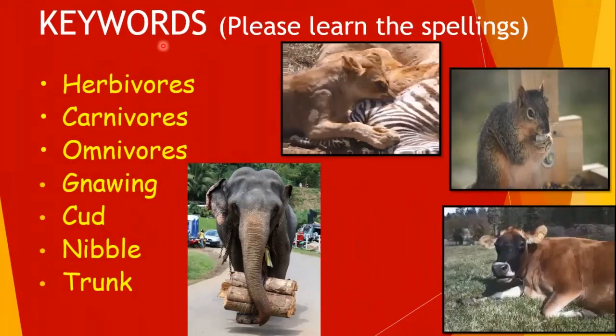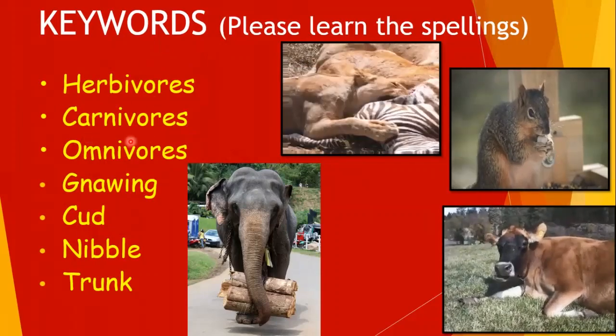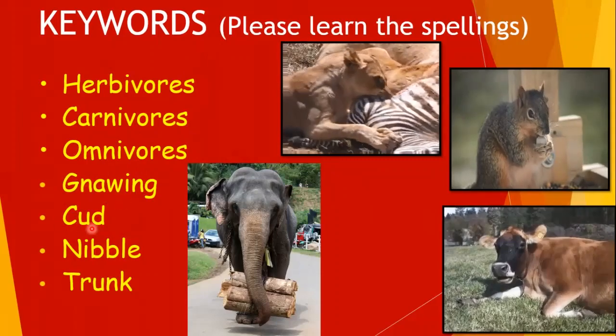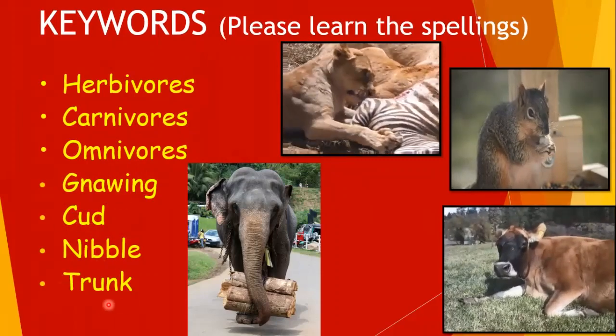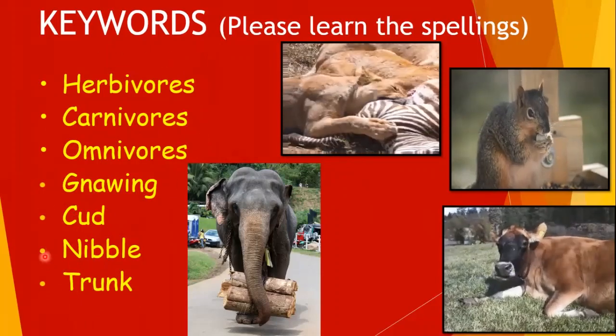Now, the keywords are herbivores, carnivores, omnivores, gnawing, cut, nibble and trunk. Children, please learn the spellings of these words thoroughly.